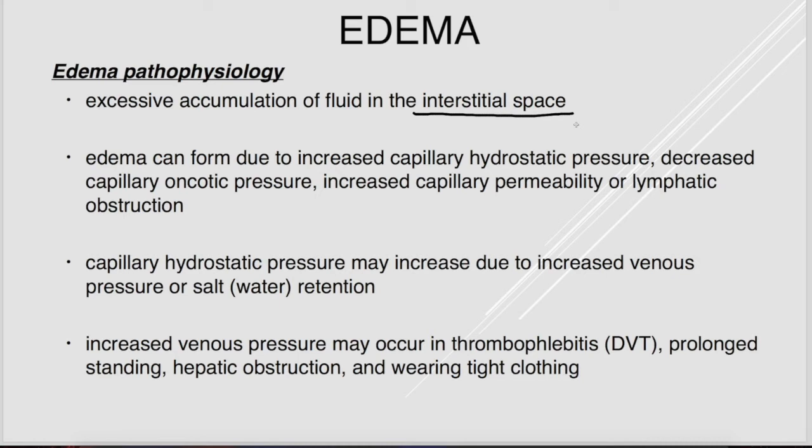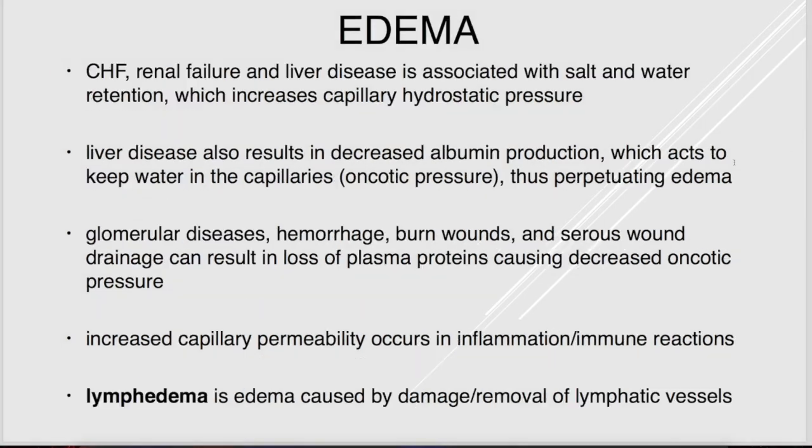So capillary hydrostatic pressure increases oftentimes due to increased venous pressure. If you have increased venous pressure, which occurs in things like DVT or cirrhosis or standing, that increases capillary hydrostatic pressure. And I'll explain that more when I talk about cirrhosis. Or if you're retaining salt, that's going to result in water retention also, which increases blood volume, and that's going to increase your capillary hydrostatic pressure. So these are all associated with salt and water retention. We'll talk about liver disease today, but we'll talk about CHF and renal failure down the road.